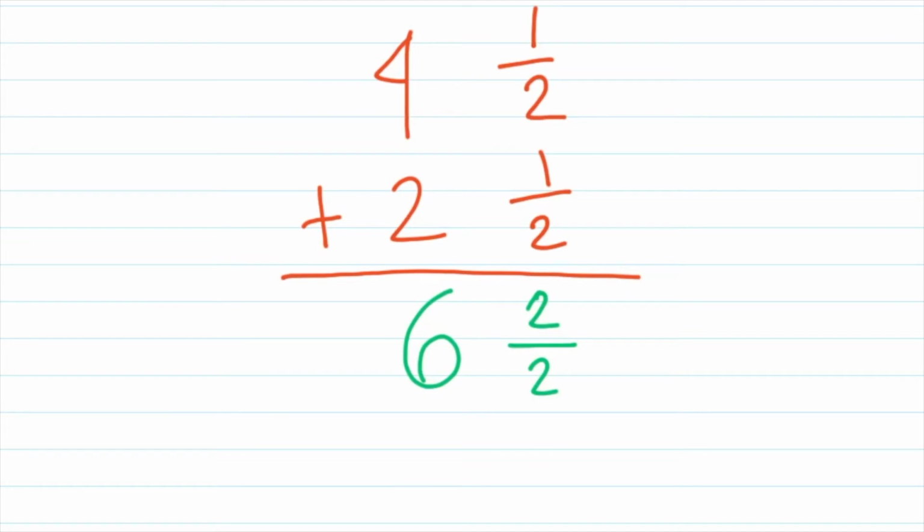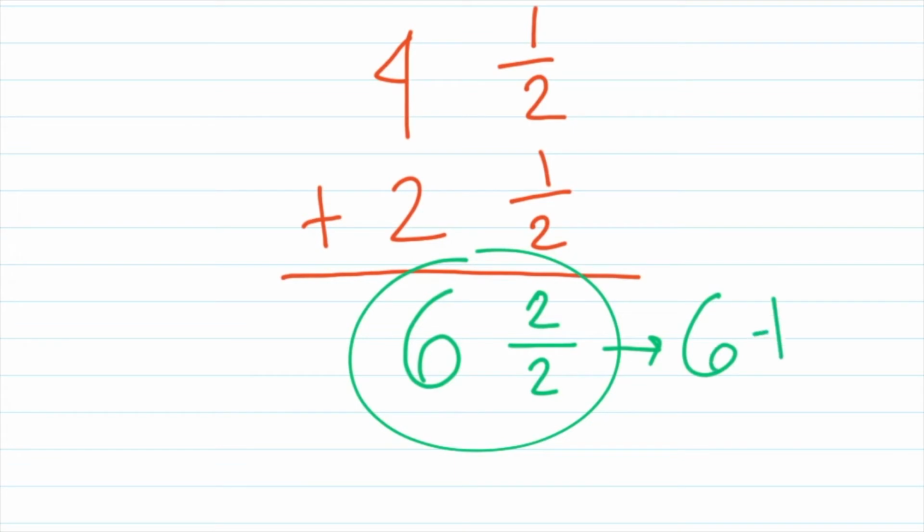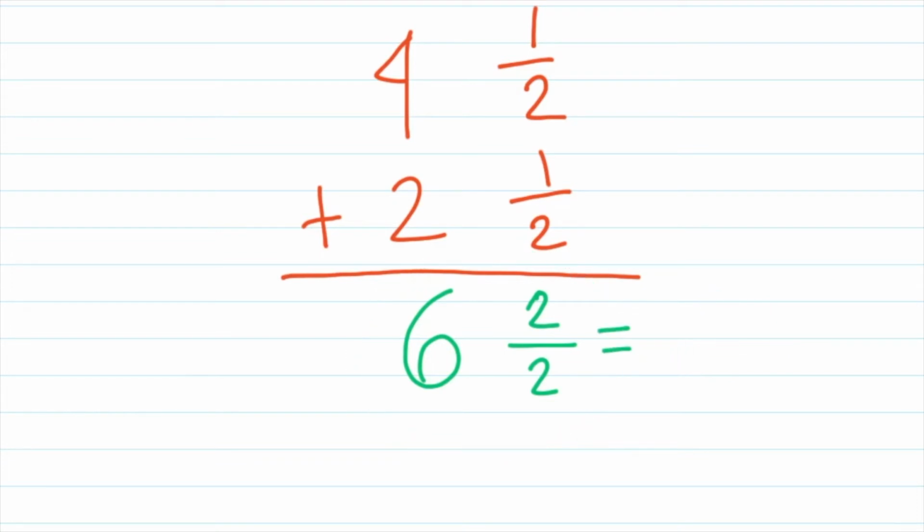In this case, you have to change it. This is not the correct answer. You have to change it. This right here is like saying 6 plus 1. And we usually do not say 6 plus 1, right? We usually say it's just 7. So these 6 and 2 halves are equal to 7. Your final answer is 7.